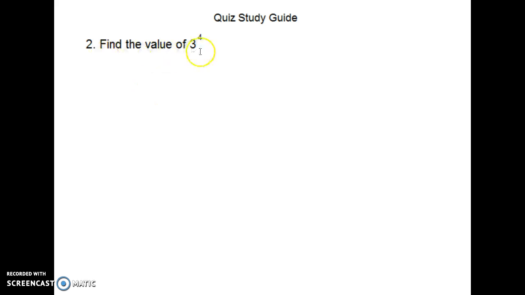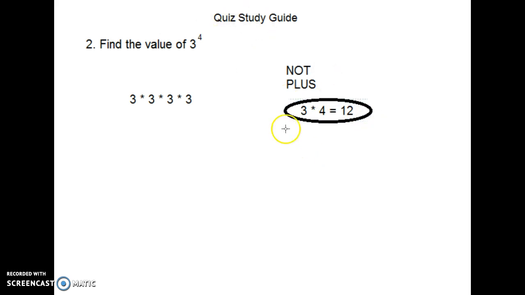Number 2 says find the value of 3 to the power of 4. That means 3 times 3 times 3 times 3, right? We're going to do it 4 times. It's not plus. So do not add that. Don't just do 3 times 4. 3 times 4 equals 12, and that's wrong. Put a circle around this. Wrong, so don't do that.